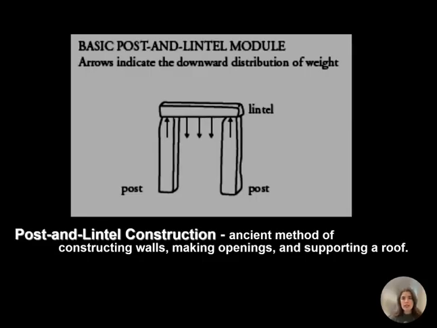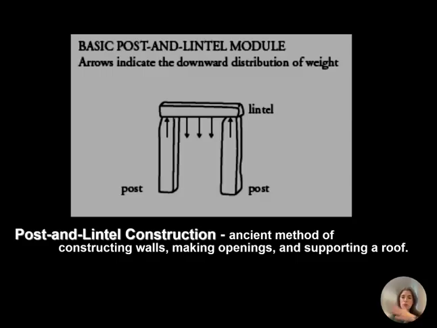All right, beyond load-bearing architecture, we have what's called post and lintel construction. This is a very basic, as it says, basic post and lintel module. So you can use these, you can create multiple to create more complex structures. So you have arrows indicating the downward distribution of weight. And so the posts are on the sides, and then you have the lintel on top. And the key here is you don't want your posts too far apart or the lintel will crack, because you do have that downward pressure on the lintel.